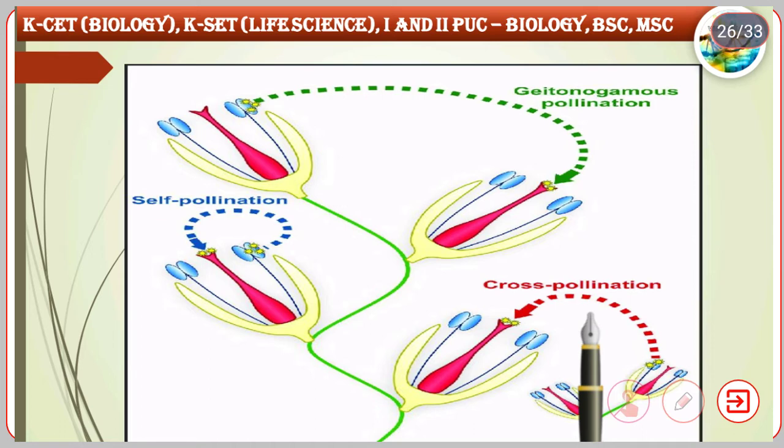Next, cross pollination, also called xenogamy. Here in cross pollination, as I told you, the plants are different and the flowers are also different. So here the transfer of the pollen grains from the anther to the stigma of another flower of a different plant. Here is one plant and this is another plant. So this is a simple explanation about this.